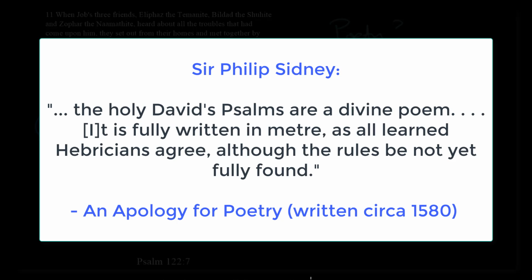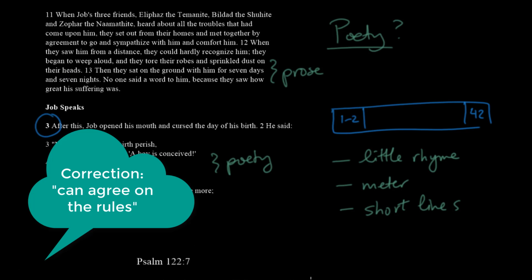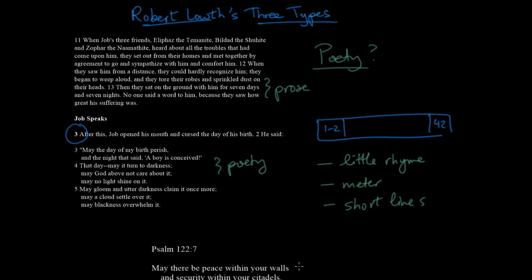He says, the Holy David's Psalms are a divine poem, right? So he recognizes clearly that this is a poem. And then he adds that he believed that, quote, it is fully written in meter, as all learned Hebricians agree, although the rules be not yet fully found, which is somewhat humorous, isn't it? It's kind of saying, well, there's probably meter, but nobody can agree on the lines. Let's hope in the future this becomes more clear. So that's an interesting moment because it really suggests that when Sidney was writing, nothing was absolutely clear, and for centuries people had really wondered about this.